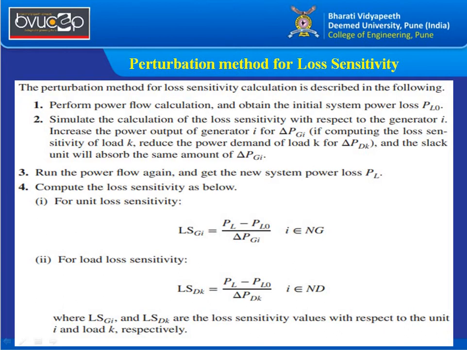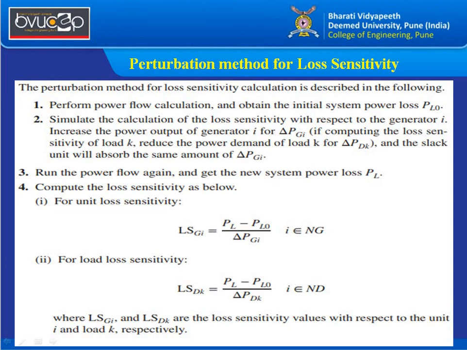In the second step, we are going to calculate the sensitivity with respect to the generator. In that case, we are going to increase the power of the generator, that is delta PGI, and we are going to allow the slack bus unit to absorb the same amount of power that is generated by bus I. So whatever is generated, the same is going to be consumed by that particular slack bus. Now run the load flow again. Now get the new system losses, which we denote as PL. So for unit loss sensitivity, we get the difference PL minus PL naught upon delta PI, and for load sensitivity, only this delta PGI changes to delta PDK.